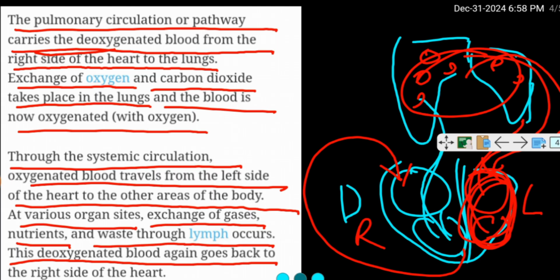It will enter here, right, towards the right atrium, and goes into the right ventricle, and then again it will go back to the lungs. So yes, the same blood goes into the heart 2 times, and that is what this whole double circulation system and mechanism and significance of that is all about.